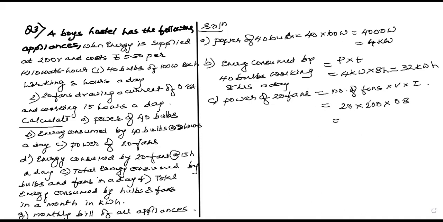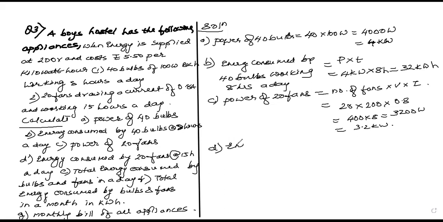Power of 4,000 into 0.8, 8 comes out, 400 into 8, 3,200 watt. Okay. Now I can write this as 3.2 kilowatt. You got it? Now the fans are working for 15 hours a day.